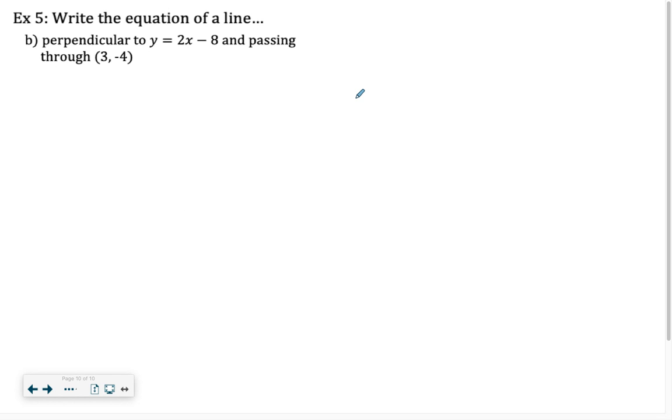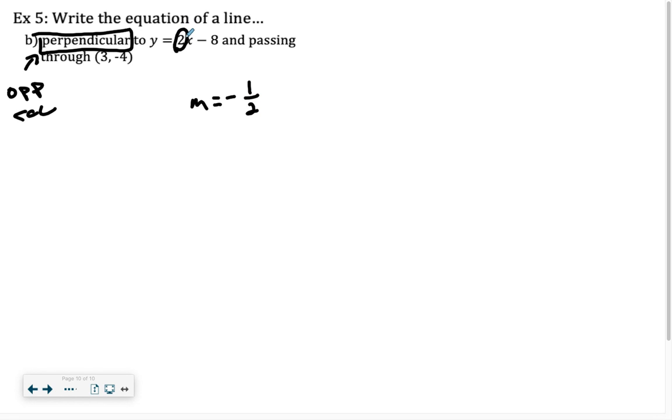All right, I want to write the equation of a line that is perpendicular to y equals 2x minus 8 and goes through this point. Okay. Now, this line is already in slope-intercept form, so I can just look at this line and see that it has a slope of 2, right? But I want my new line to be perpendicular. We know that perpendicular means opposite reciprocal slope, all right? So the opposite reciprocal of 2 is going to be negative 1 over 2.